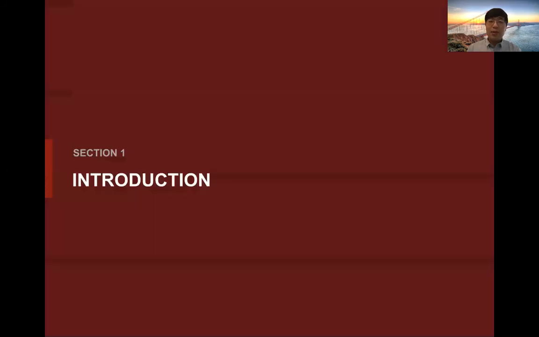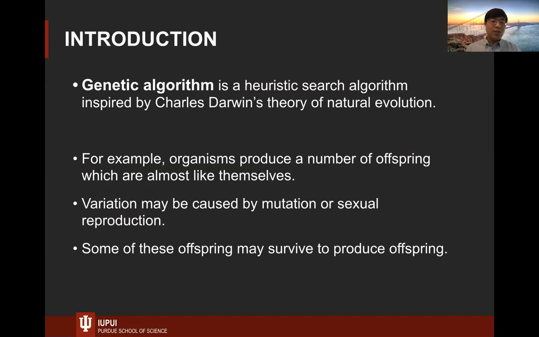At first, I will introduce some concepts about this algorithm. Genetic algorithm is a heuristic search algorithm inspired by Darwin's theory of natural evolution. So what's heuristic? Heuristic means that we want to find a quicker or approximate solution when classical methods are too slow or even fail.